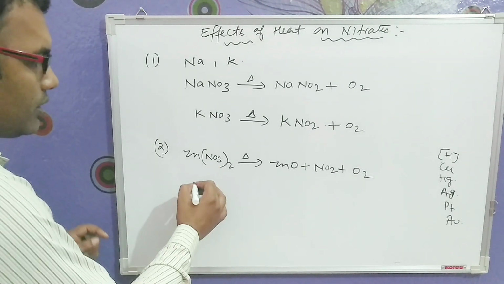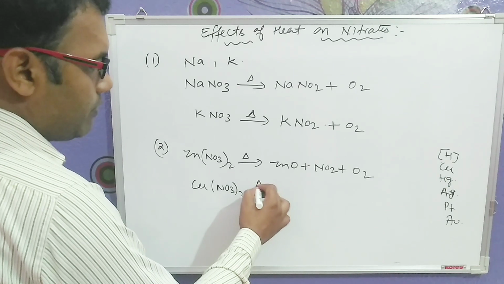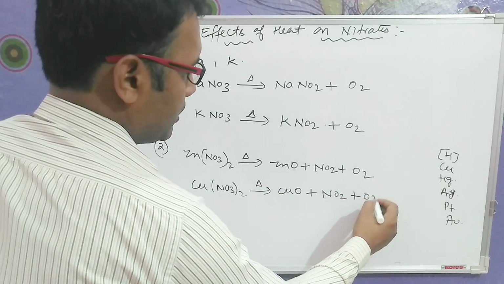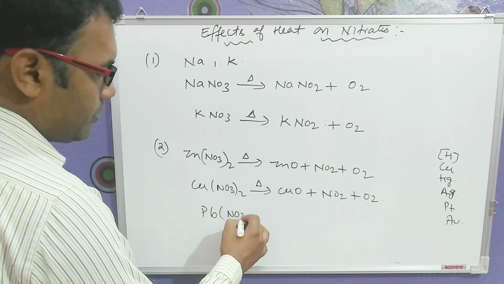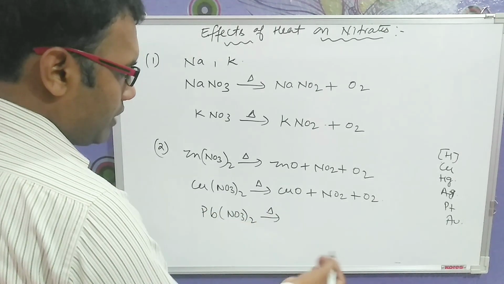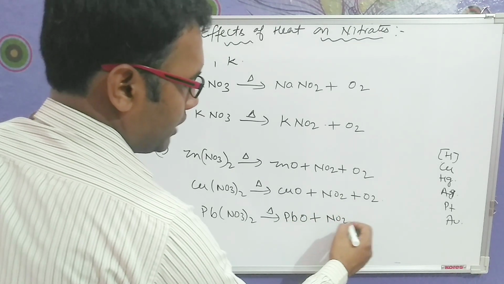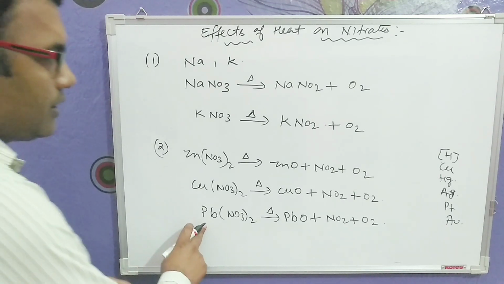Another example we can take is copper nitrate. This also gives the same reaction: metallic oxide plus nitrogen dioxide plus oxygen. We can take lead nitrate also. Everywhere we get the same reaction: lead oxide plus nitrogen dioxide plus oxygen. So this is the second reaction.